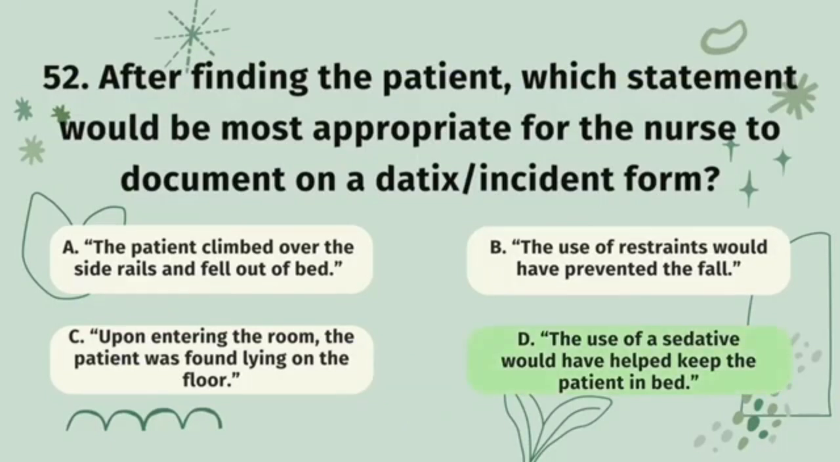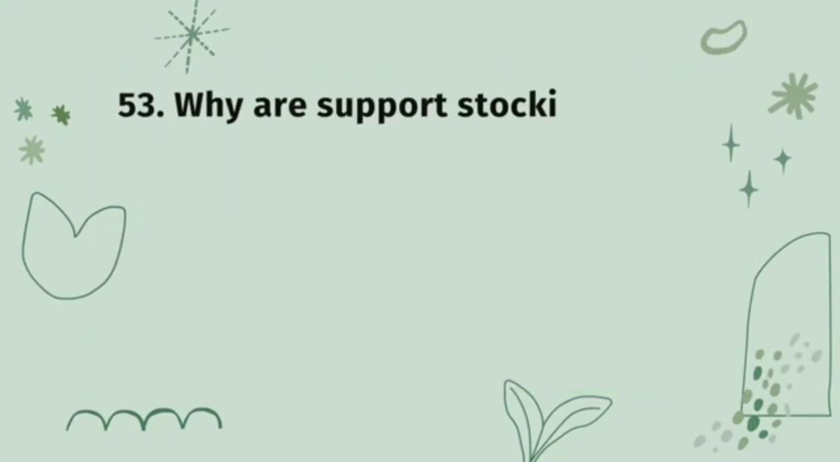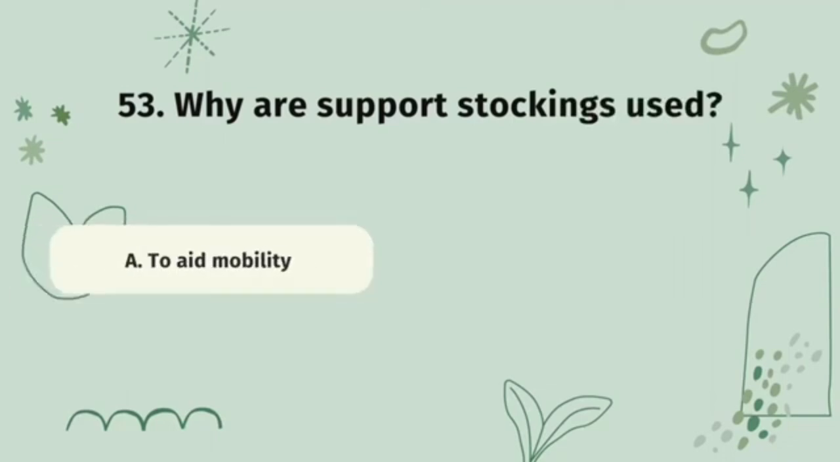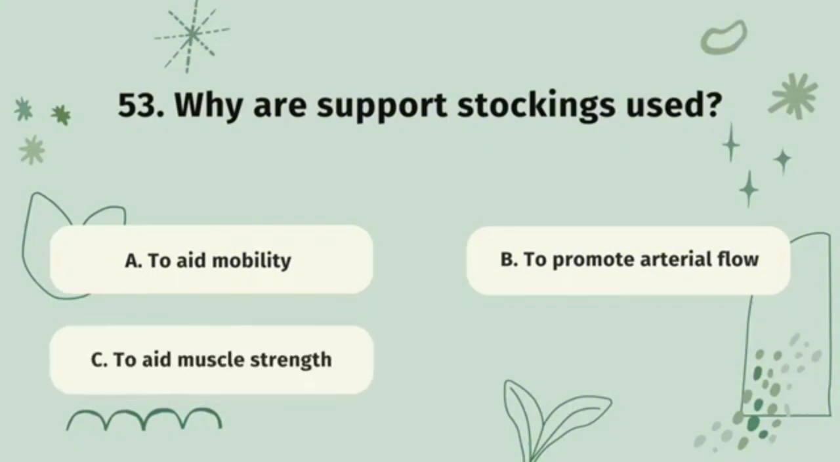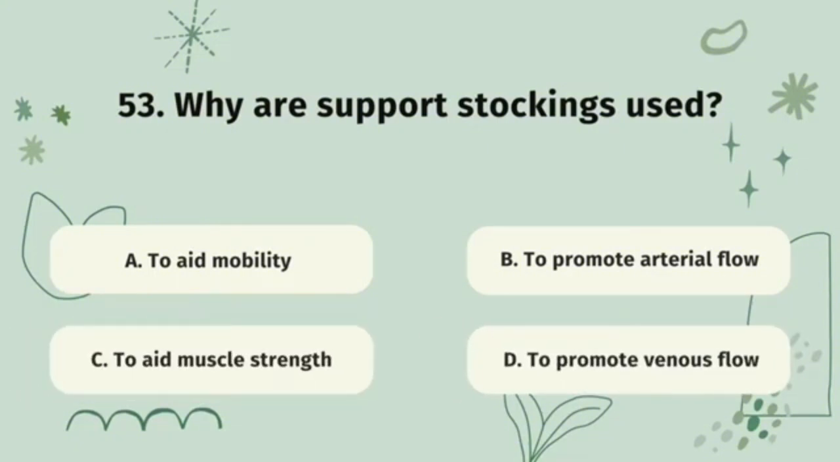The correct answer is C. Question 53. Why are support stockings used? Option A. To aid mobility. Option B. To promote arterial flow. Option C. To aid muscle strength. Option D. To promote venous flow.